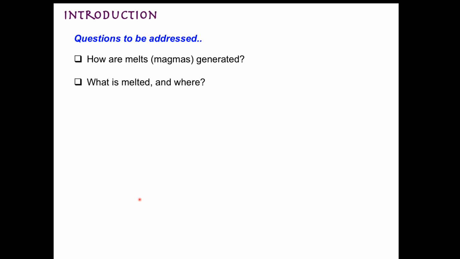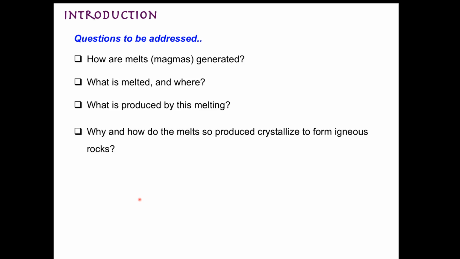So these are the questions. I won't go into the detail; you can read it. These are the questions which will be addressed in this course. How are melts generated? What is melted and where? Which rock or which part of the crust or the earth is melted, and where is it located? Is it the crust? Is it the mantle? Then what is produced by this melting, meaning what is the composition or the physical and chemical properties of this melt? What controls this melting?